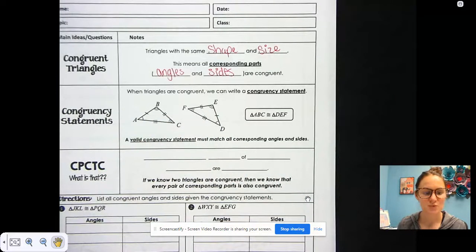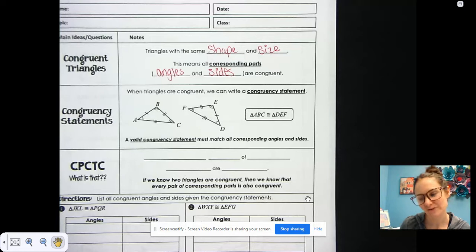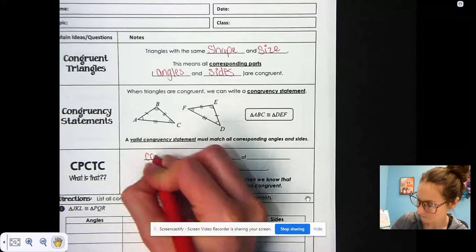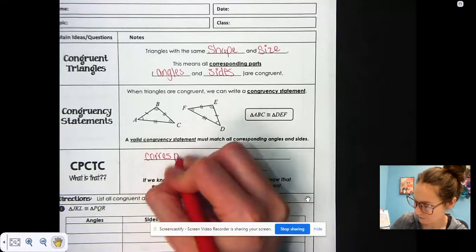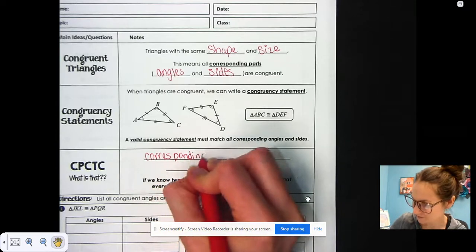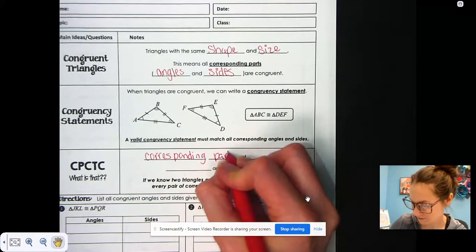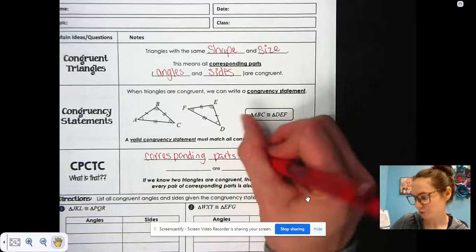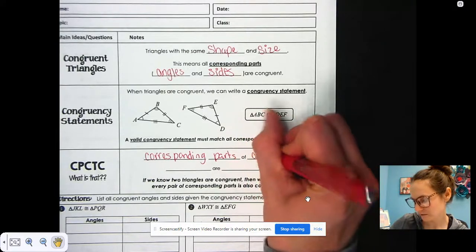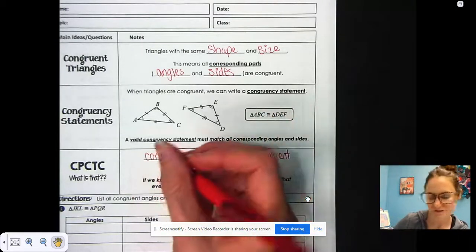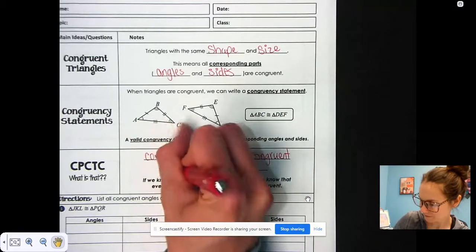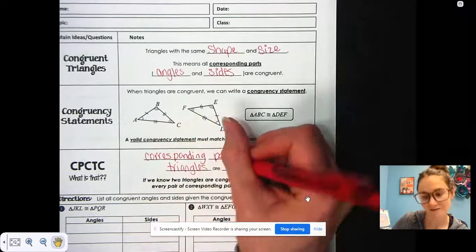So what is CPCTC? Corresponding parts of congruent triangles are congruent. So let's write that down and then I'm going to talk a little bit about it. Corresponding parts of congruent triangles are congruent.